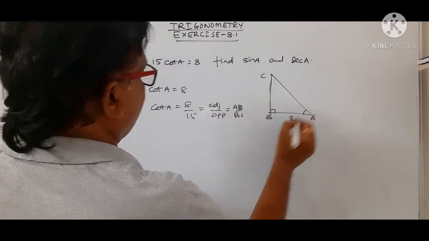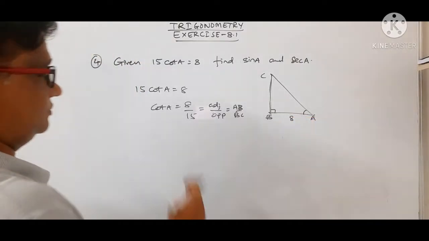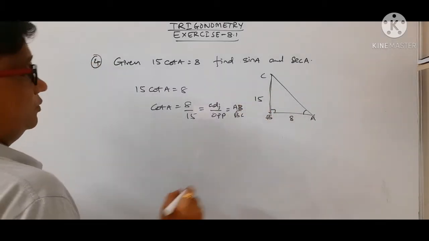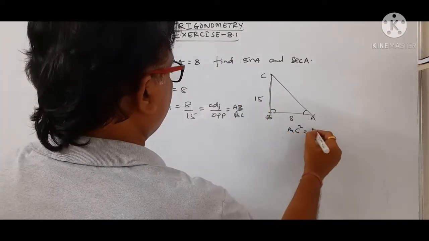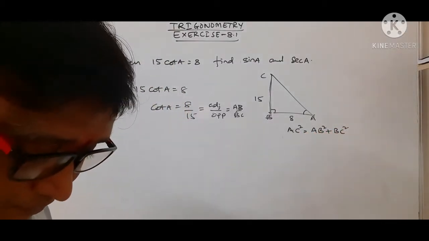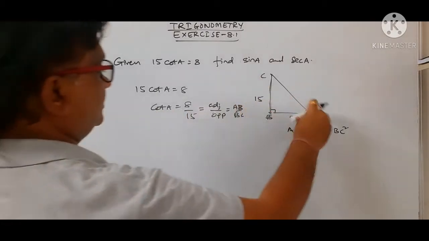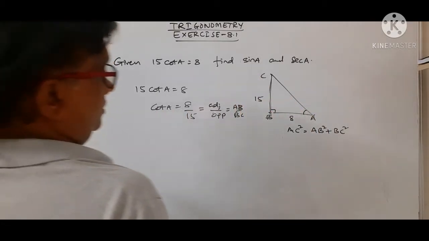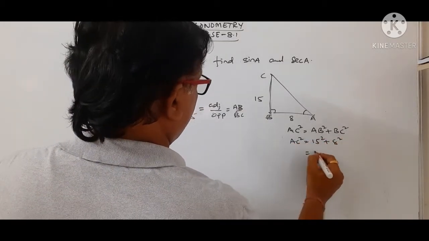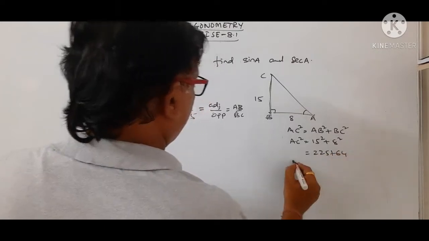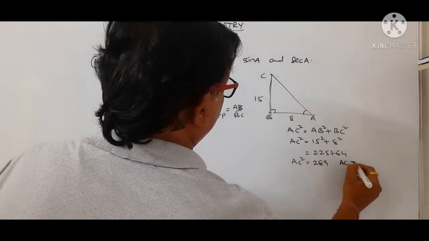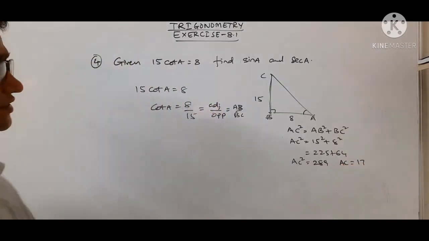What is AB? You can write 8 or 8x. Opposite is 15x or 15. So what is AC now? AC square equal to AB square plus BC square. So cot A equal to, they are given, A's opposite and adjacent. AC square equal to 15 square plus 8 square. So 225 plus 64. So AC square equal to 289. So AC equal to 17.